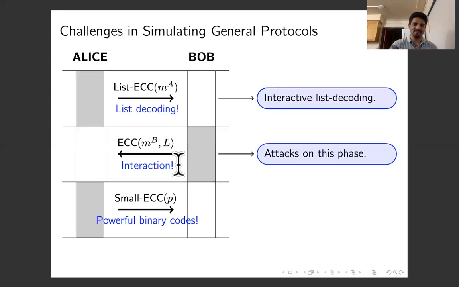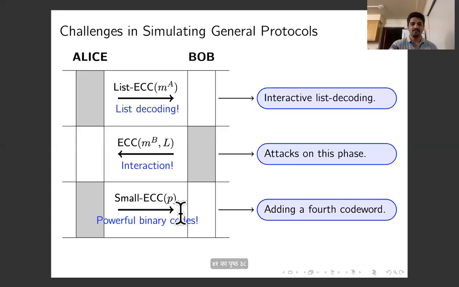And when Alice detects this in phase 3, she just sends a code word saying that phase 2 was corrupted. Again, this can be done because our small code that I described has 4 code words, but we only used 3, P was in 1 to 3. And for this, we use the 4th code word to say that the list that I received in phase 2 was wrong.